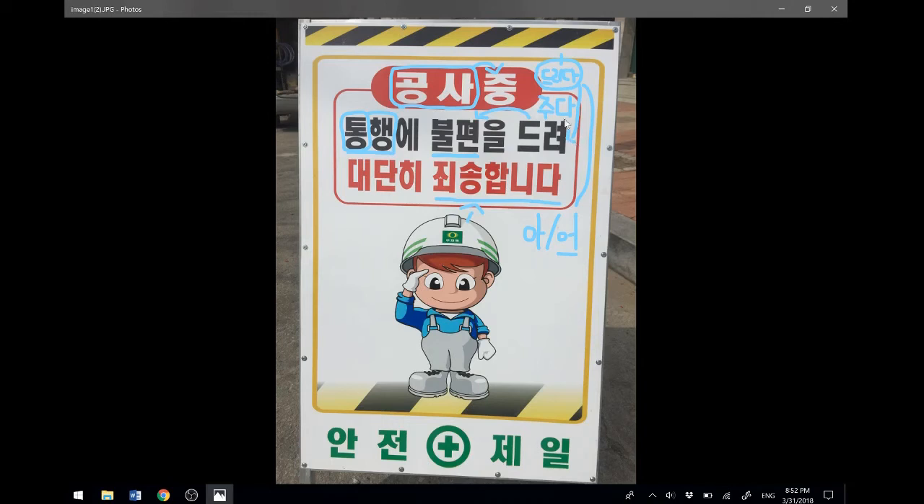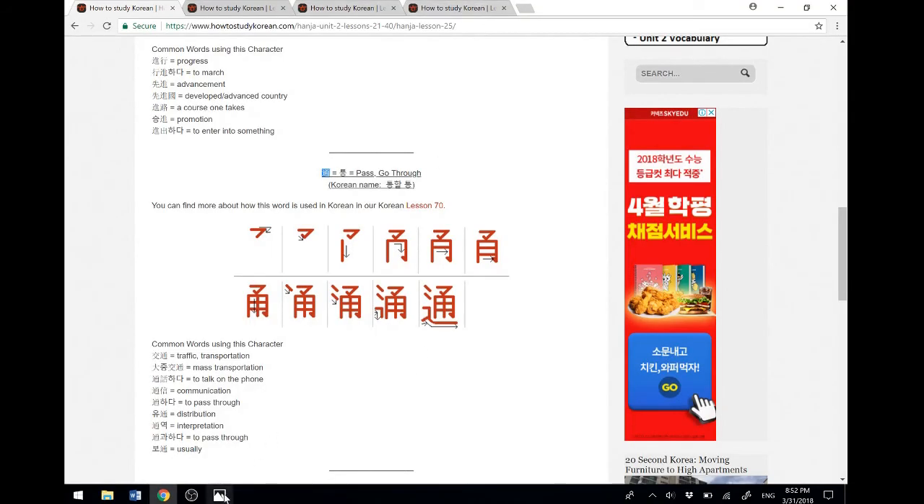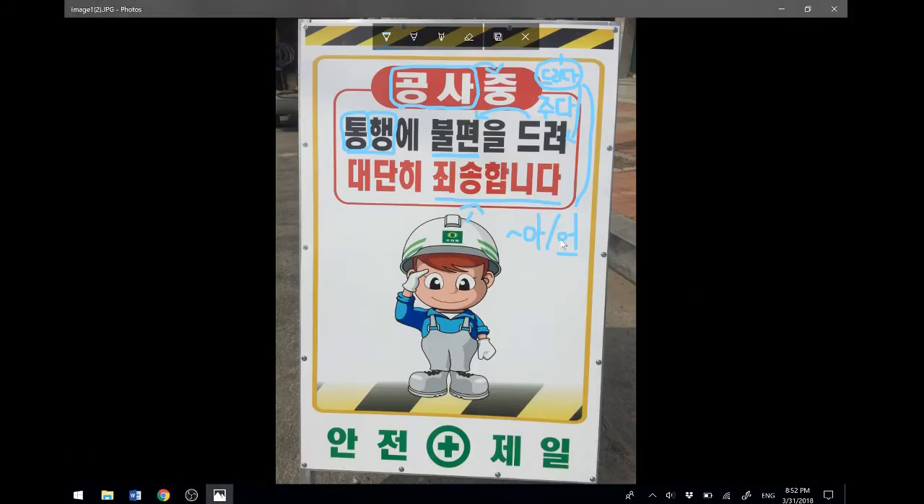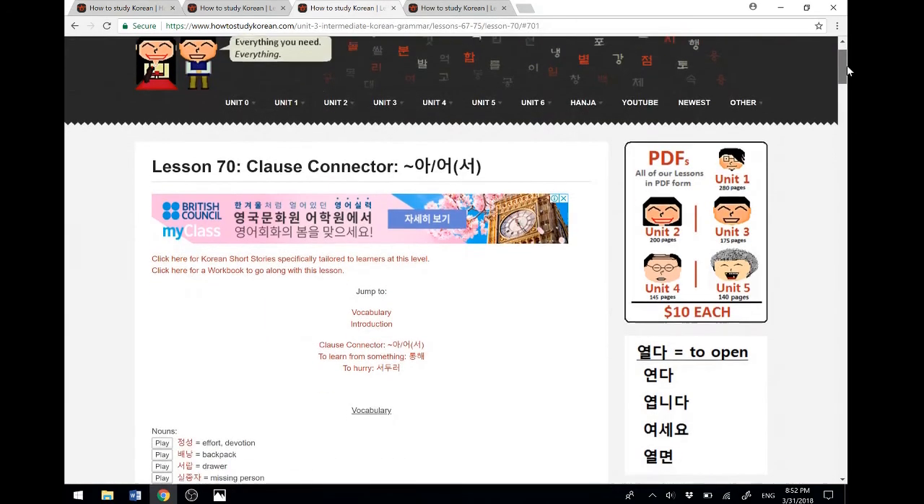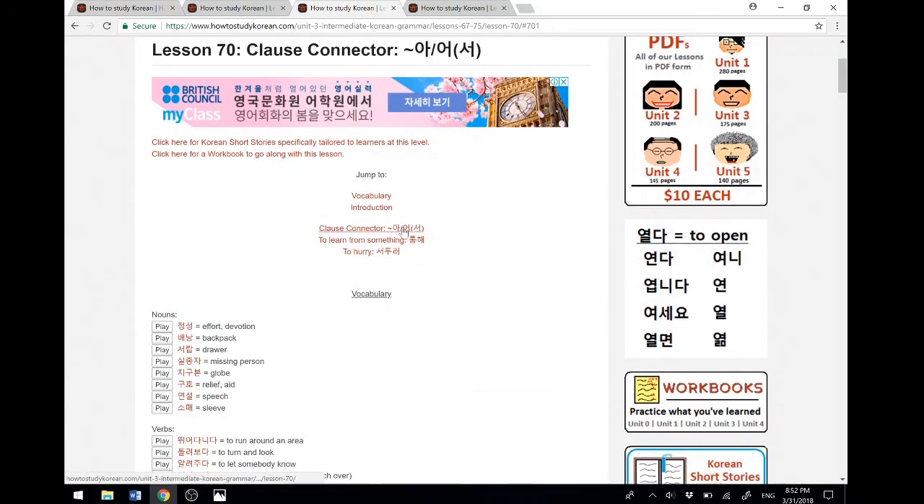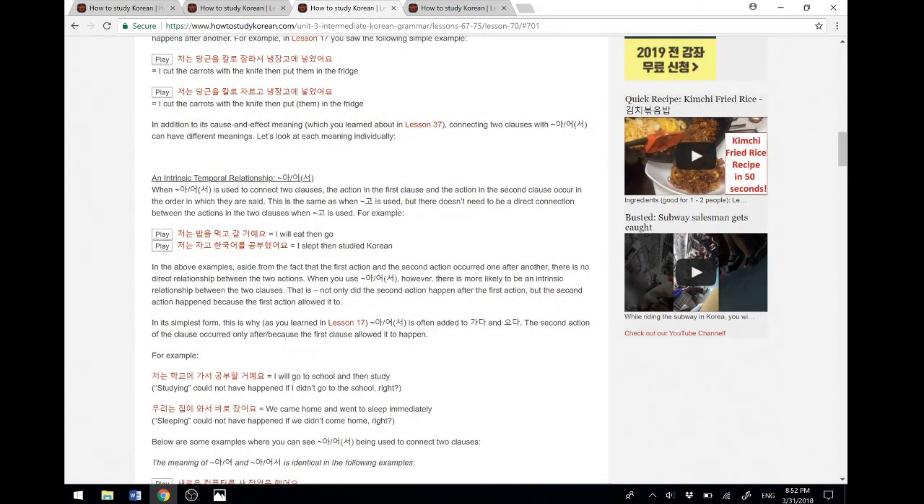The base meaning of this word is to give. But what is the purpose of this 어 added onto that? In the simplest form, it's just connecting this clause to this clause. I do a whole lesson on that 어, lesson 70. It could have a whole bunch of meanings, and it's a very difficult concept to fully understand. It's even hard to describe as a definition, but I described it as an intrinsic temporal relationship.